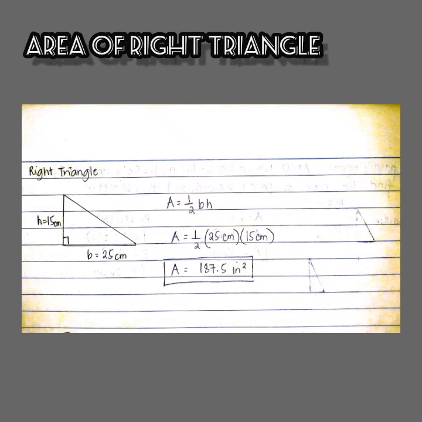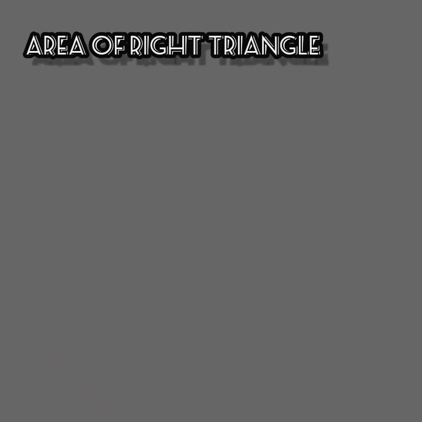So in the illustration, the formula is area is equals to 1/2 times base times height. Area is equals to 1/2 times 25 centimeters times 15 centimeters, and that is equals to 187.5 centimeters squared. So that is the area of this right triangle.